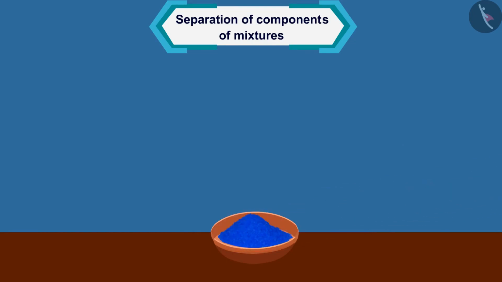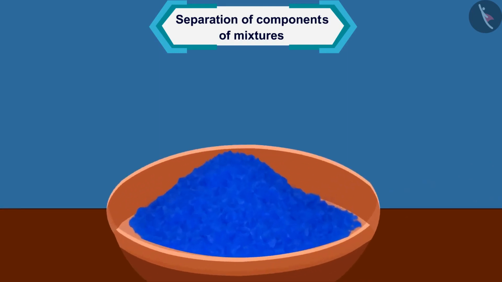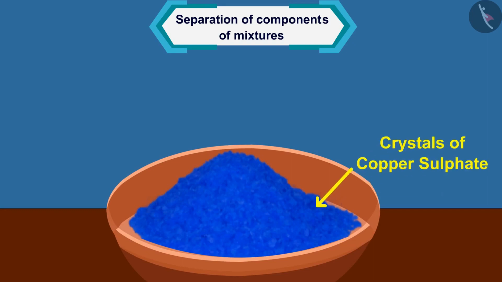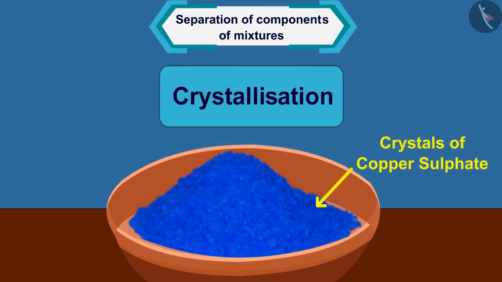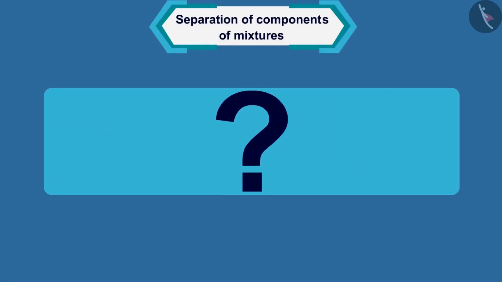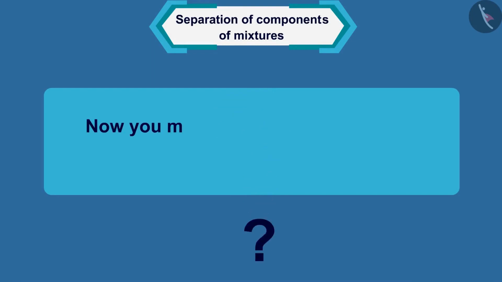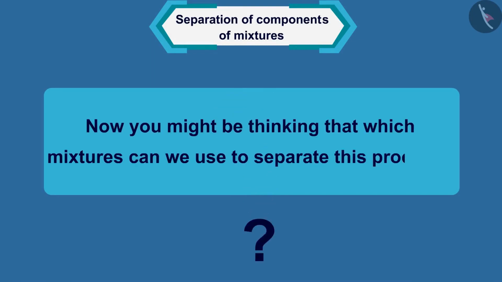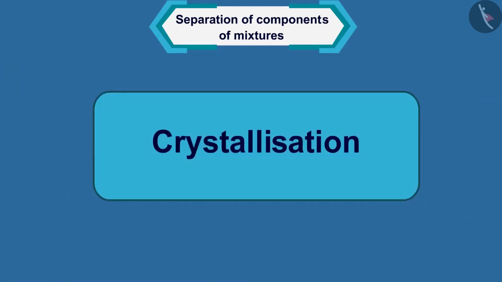What do you see? We can see that there are crystals of copper sulfate in the ceramic cup. This process is called crystallization. Now you might be thinking, which mixtures can we separate by using this process? We can use crystallization to purify salt.